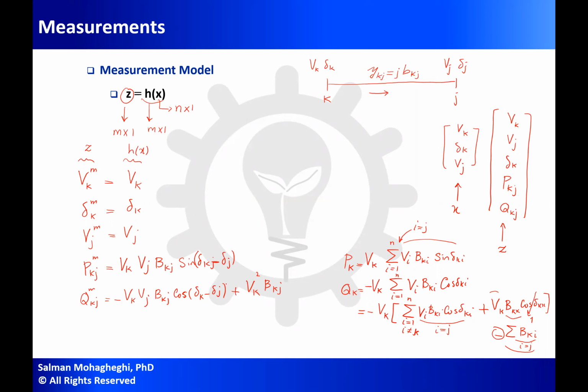So these would be the nonlinear set of equations that would relate my states, which are delta K, VK, and VJ to my measurements, which would be the measured value for VK, measured value for delta K, measured value for VJ, as well as measured values for PKJ and QKJ. So again, this would be the vector of z's. These are actual values that you have. These would be the vector of h of x's. If you're directly measuring the state, obviously the relationship is going to be linear, just like here. But if it's not the direct state, then your equations would be nonlinear.